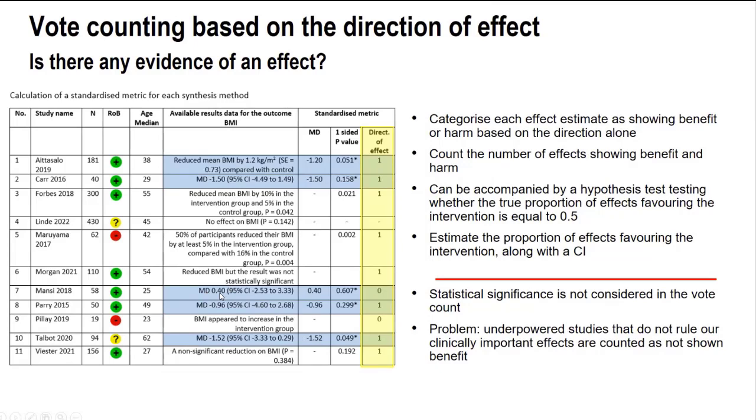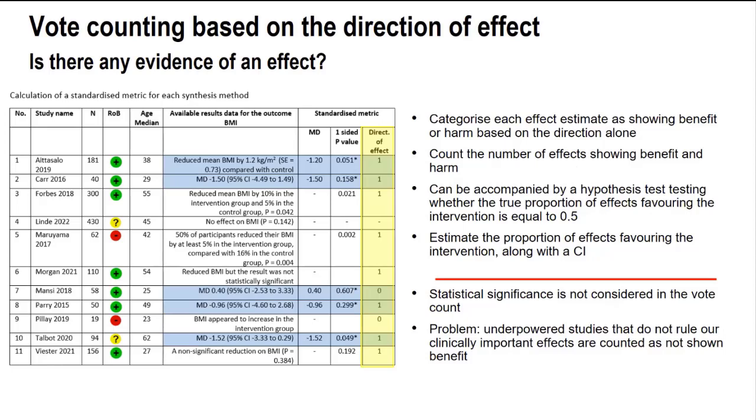So actually, in that case, the no or minimal intervention group is beneficial, so I put a 0 here. I basically categorize each of these. Then I count the number of effects showing benefit and the number showing harm. I can also accompany this with a hypothesis test of whether the true proportion of effects favouring the intervention is equal to 0.5, because that should be the case.